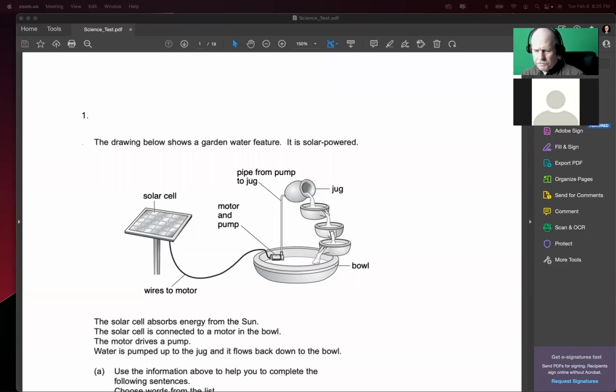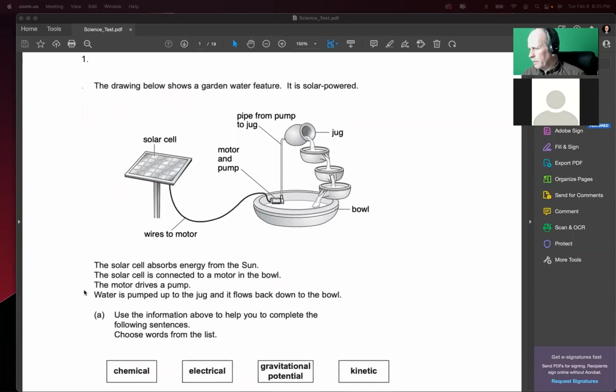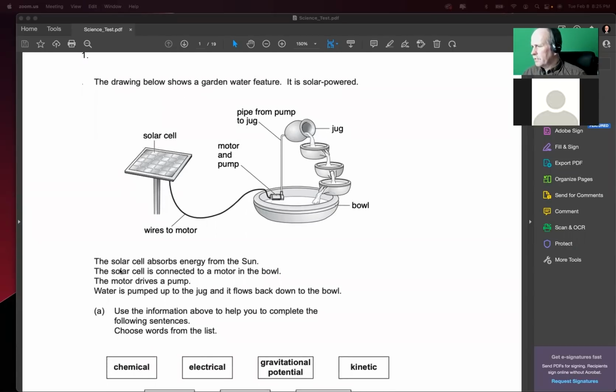There's going to be basically 10 questions in this test, and each question will have several parts. The first question relates to this garden water feature, a little fountain. As you can see, we've got a solar cell, with some wires going to a pump, which has a tube that goes up and puts water in this top jug, and then the water cascades back down. And here is the given: the solar cell absorbs energy from the sun. The solar cell is connected to a motor in the bowl.